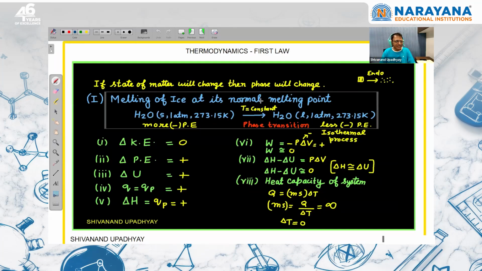So melting of ice at its normal melting point. Now we are discussing all the.